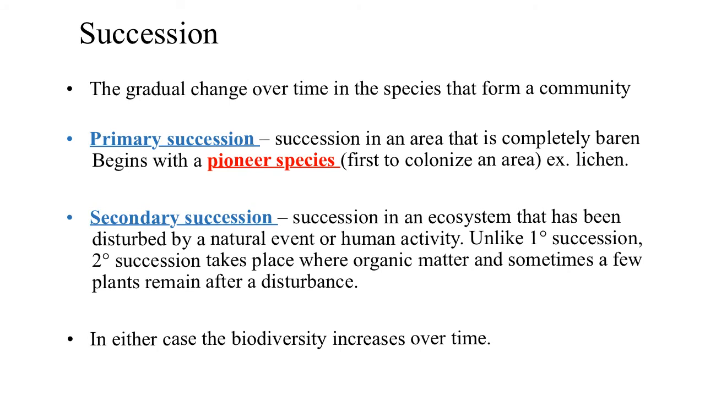It's rock. And so primary succession will always begin with a pioneer species, which just means the first to colonize an area. So it's the first thing that's going to begin living on that rock. An example of a pioneer species is lichen. If you recall from a previous lesson, lichen is a composite species composed of cyanobacteria or algae and a fungus.